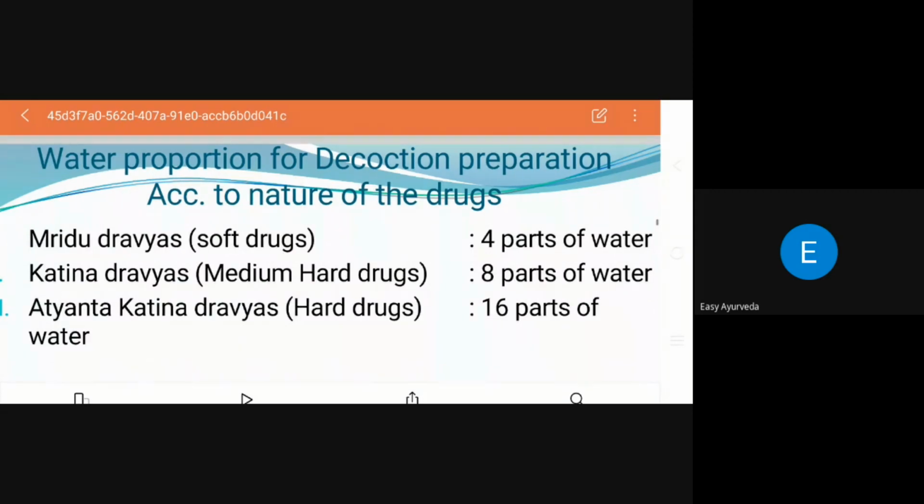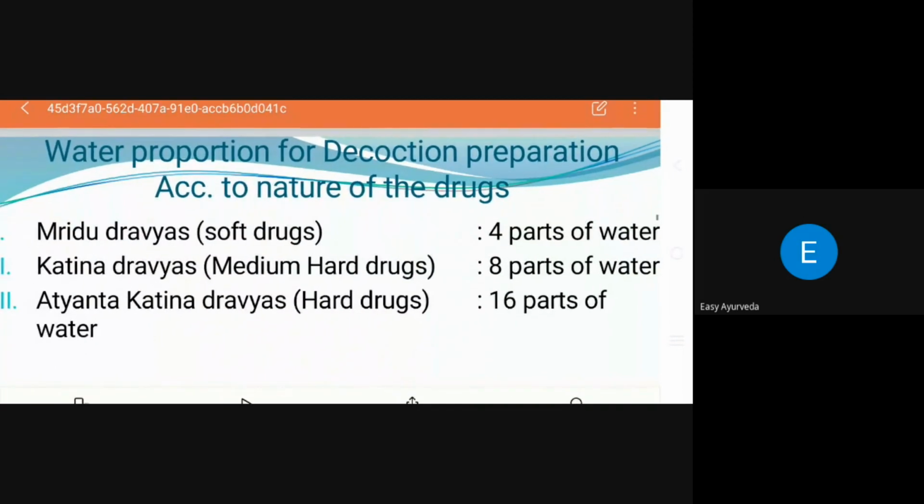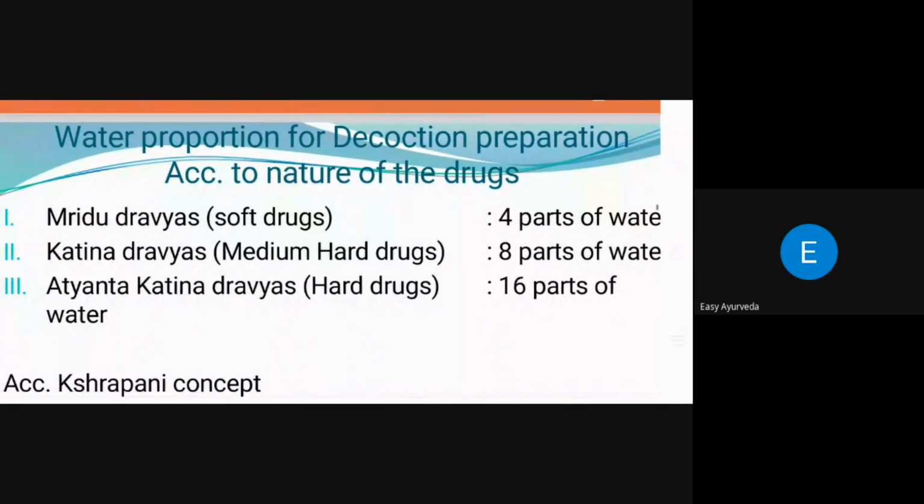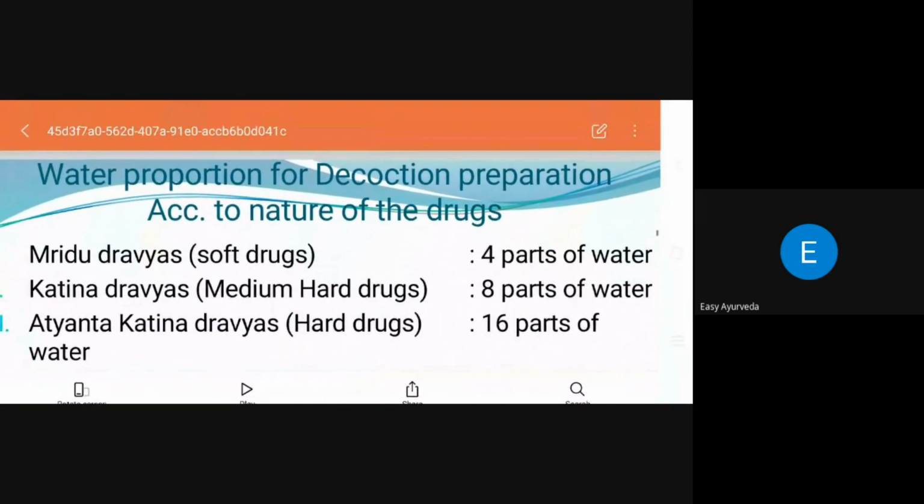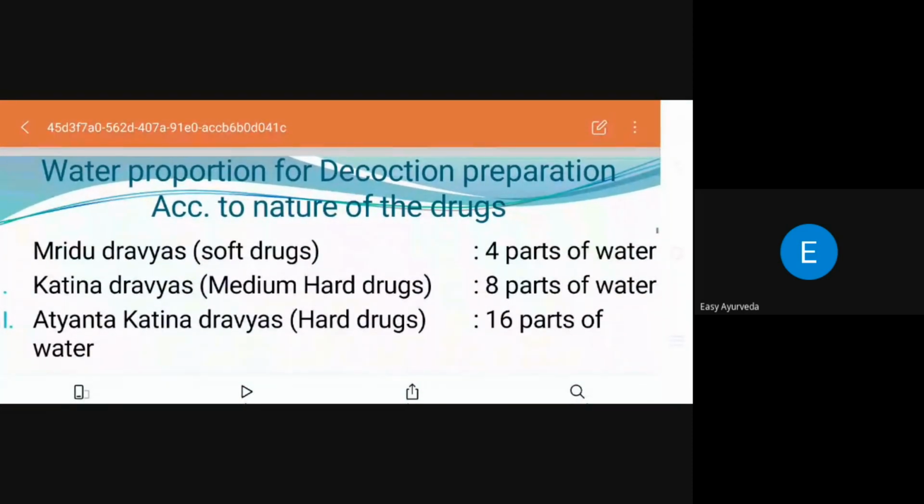That is always for drinkables. Whatever the proportion told by Sharangadhara in the quotation, that is what we are going to be consuming as medicaments. Now, for different purposes and different natures of the drugs, we have to prepare accordingly. The water proportion for decoction preparation is according to the nature of the drug.